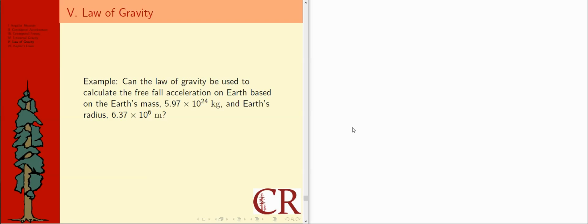Can the law of gravity be used to calculate the free fall acceleration on Earth based on the Earth's mass of 5.97 times 10 to the 24 kilograms and Earth's radius of 6.37 times 10 to the 6 meters? And the amazing answer is yes.